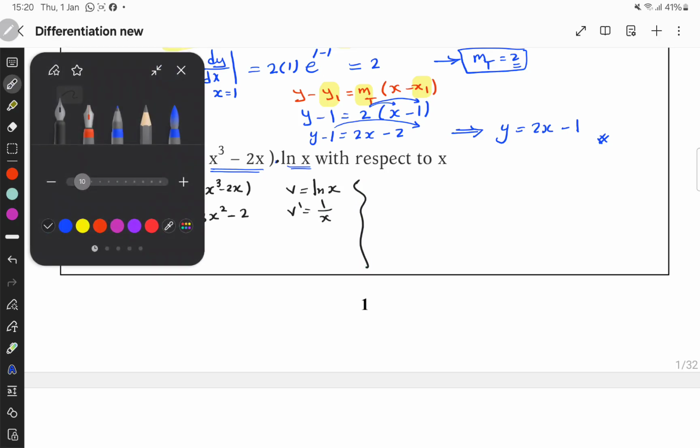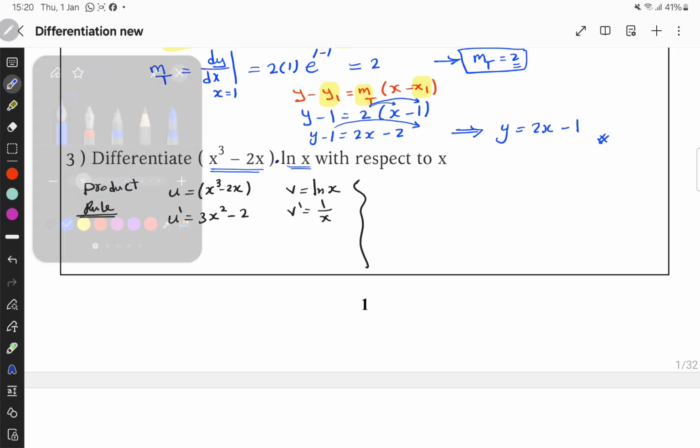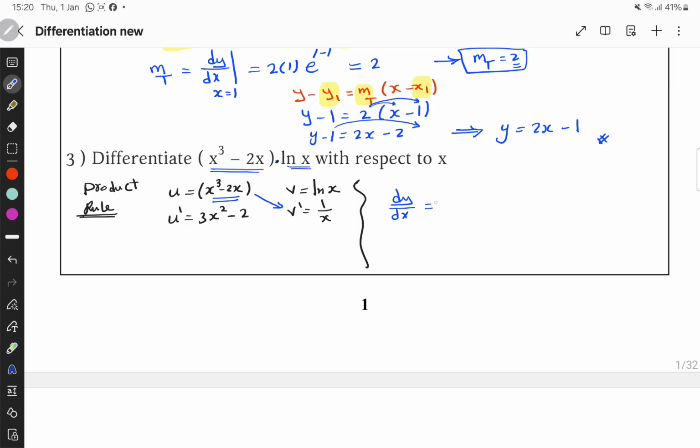Now we apply the rule. How? u times v dash. So I have two terms here, distributed for that. So it will be dy with respect to dx is equal to... now multiply every term. x cubed divided by x, it will be x squared. Negative 2x divided by x, it will be negative 2.